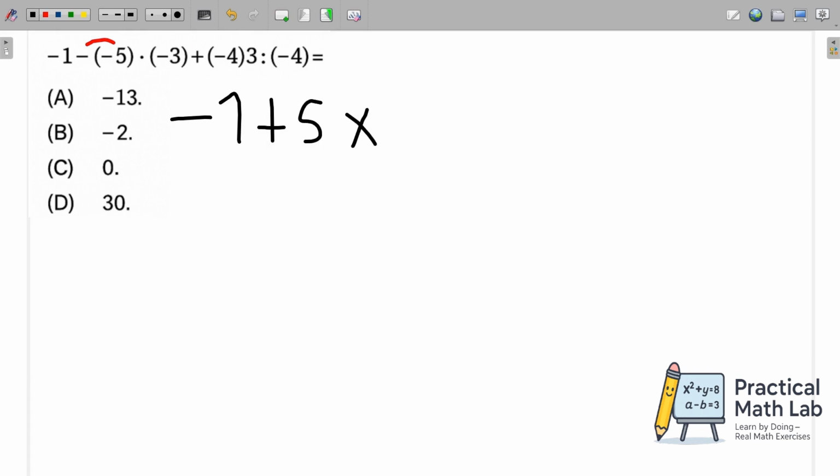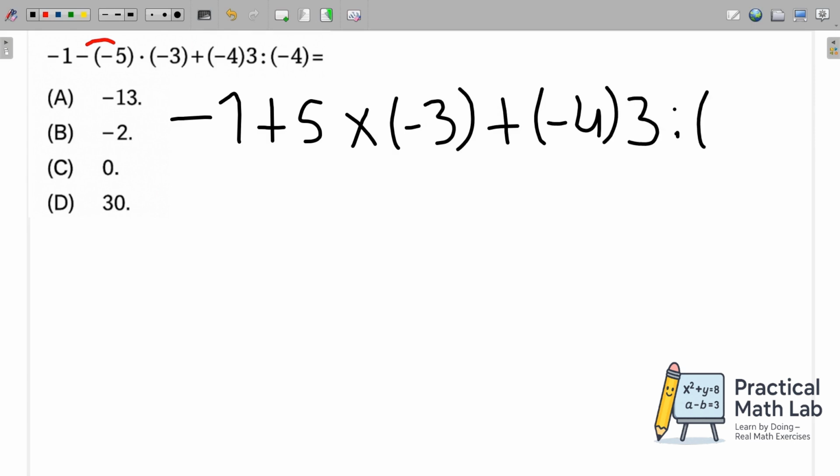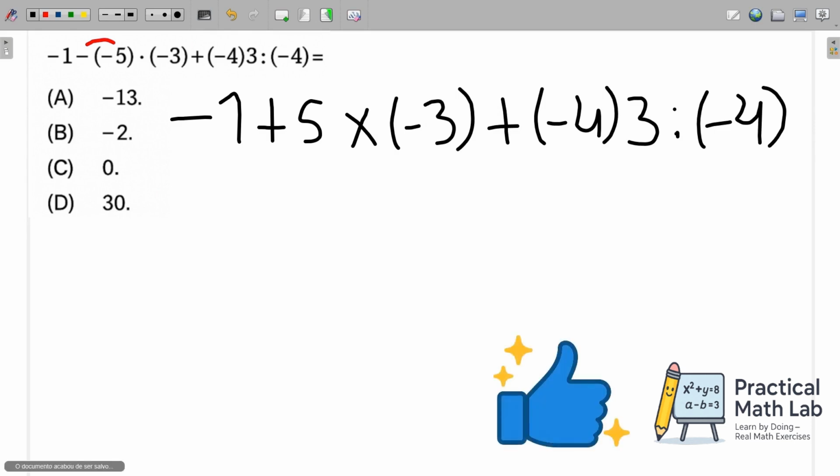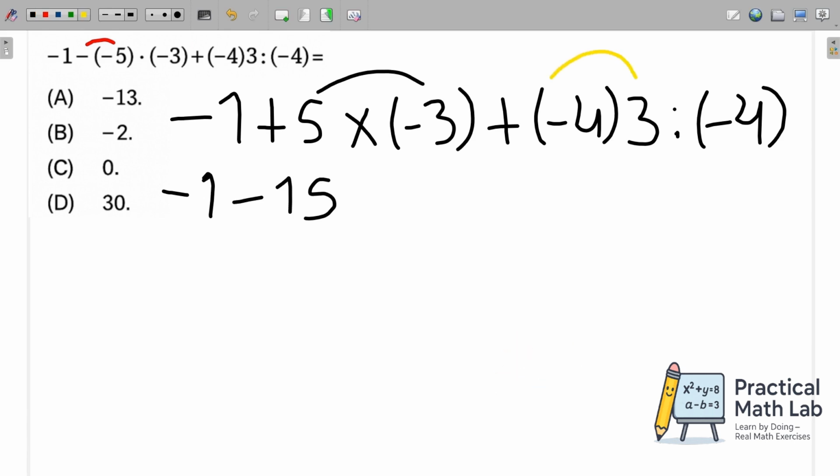There's a multiplication here, times -3. The rest we repeat: plus -4 times 3 divided by -4. Now, according to the order of operations, we have to solve the multiplication and division from left to right. So it's -1. 5 times -3 equals -15. Minus with plus gives minus. Now the next one here, -4 times 3, minus with plus also gives -12.